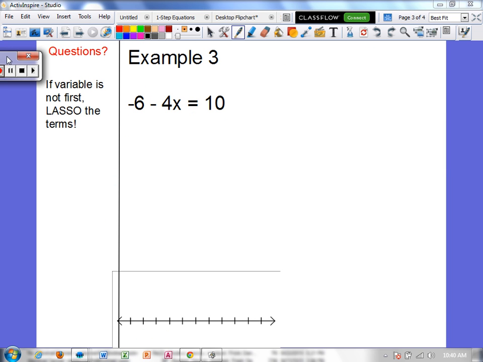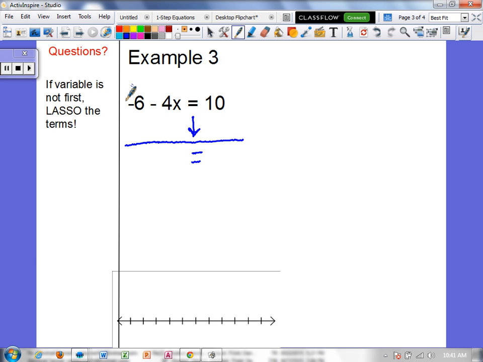All right, example 3. -6 minus 4x equals 10. Now, this equation doesn't have a fraction, it doesn't have a decimal, and it does have a negative. But let's talk about how this is actually different than what you've seen before. So I'm going to separate the left and right sides.